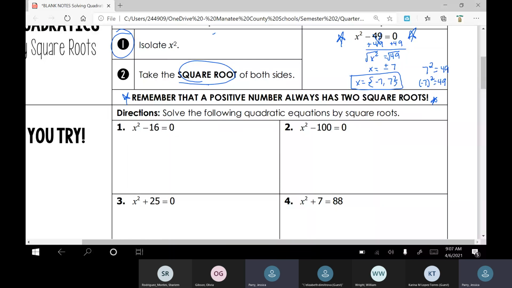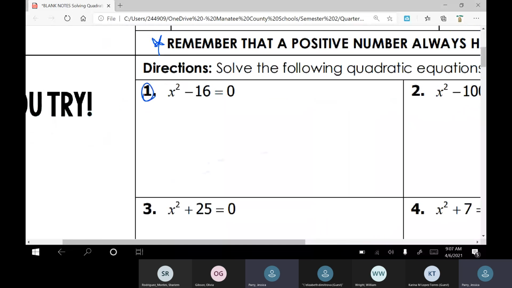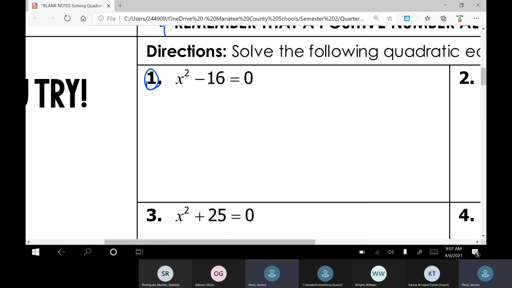Let's do a couple of examples here. Our directions say solve the following quadratic equations by square roots. So let's do number 1. We've got x squared minus 16 equals 0. First thing we want to do is isolate that x squared. So I'm going to move this 16 to the other side, add 16 to both sides. So then I've got x squared equals 16. Since that 16 is positive, I can take the square root of both sides. So now I've got x equals, and then I'm just looking for the square root of 16. The square root of 16 is 4.